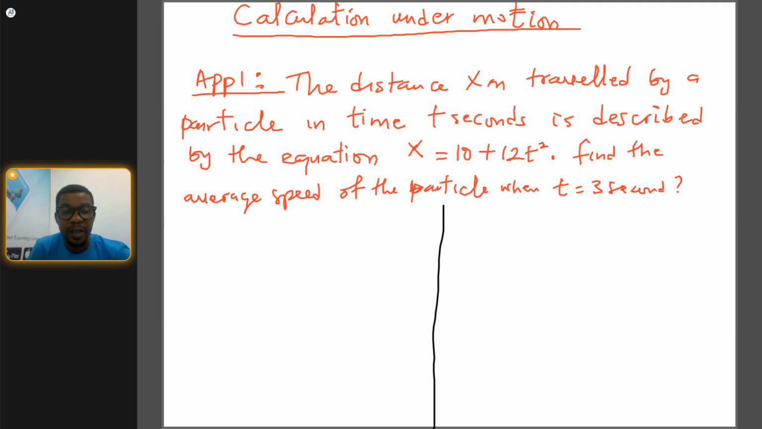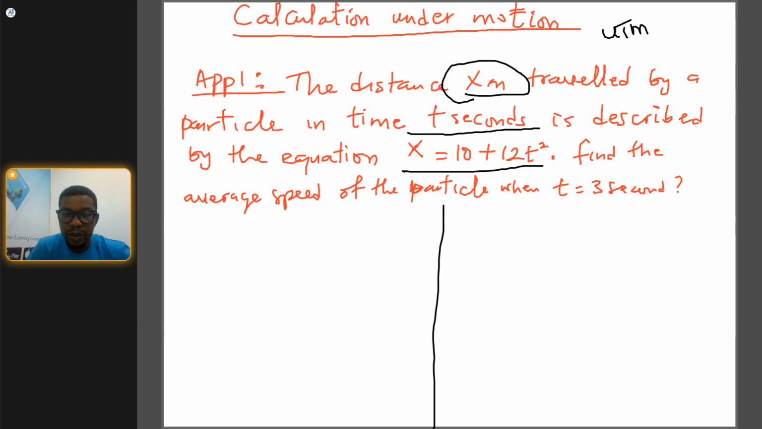Application 1. The distance x meters, take note, the distance was represented by x, traveled by a particle in time t seconds, is described by the equation x equals 10 plus 12t squared. Find the average speed of the particle when t equals 3 seconds. Our UTME question 2012.